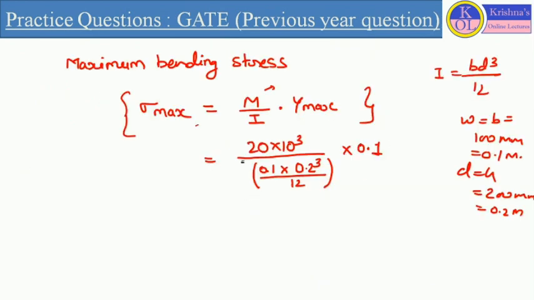We will put these values here. With the help of these values, we can define the maximum bending stress value, that is 30 into 10 to the power 6 Newton per meter square, or 30 megapascal. So here we have the final value of maximum bending stress.